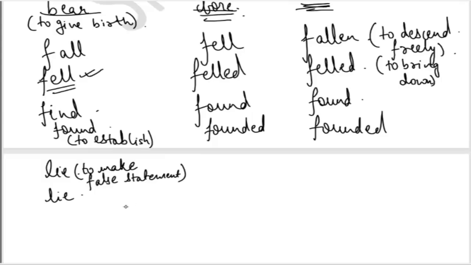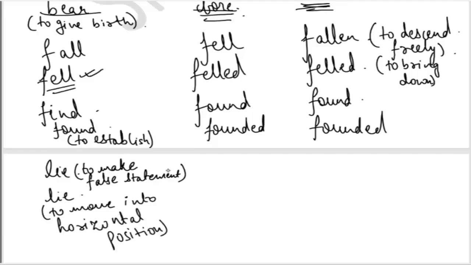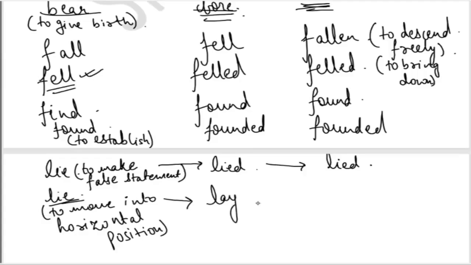Ma'am, lay, L-A-Y. Lay is V2 form of lie, which means to move into horizontal position, to lie down. First one, yes, lied is the right answer. So to make false statement, V2 form is lied, and V3 form will be same, lied only. What will be the V2 form of this lie, to move something into horizontal position? Lay. Lay is the right answer. What will be the V3 form? Laid, L-A-I-N. Lain is the right answer.